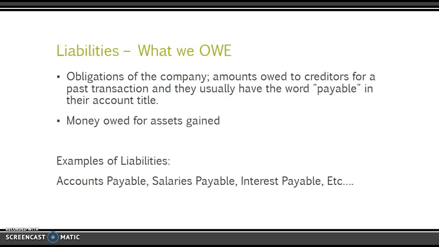Liabilities was the next thing, and liabilities are the things that we owe. So assets are what we own, liabilities are what we owe. So they're two opposite things. Who do we owe them to? We owe them to creditors.